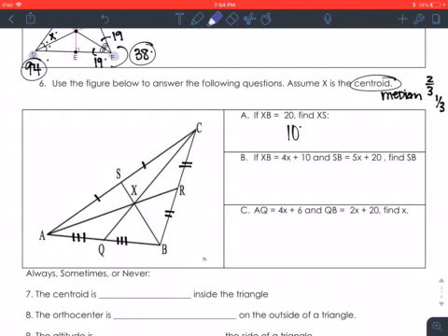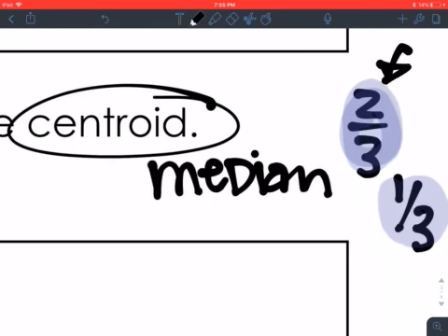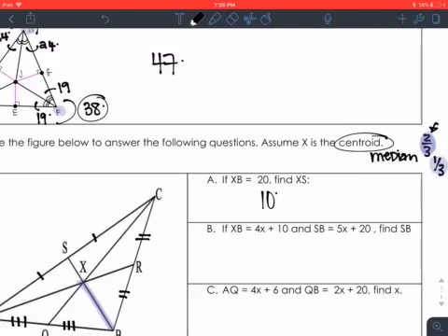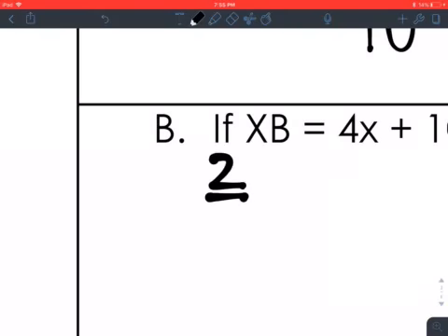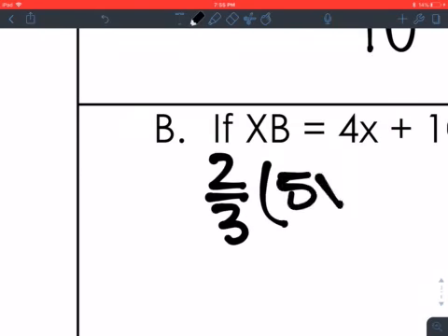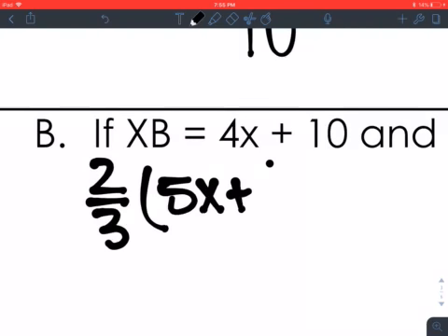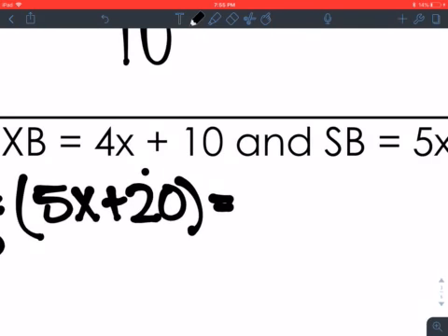All right. So if you look at B, this time you're given XB, which is 4x plus 10, but you're given the entire segment of SB. When you're given the entire segment, this is when you have to use those fractions of 2/3 and 1/3. So on this one, I'm given XB, which is the long segment. For the long segment, I use 2/3, but I use that 2/3 with the entire segment. So I'm going to do 2/3 times that entire segment of 5x plus 20, and that's going to be equal to 4x plus 10.